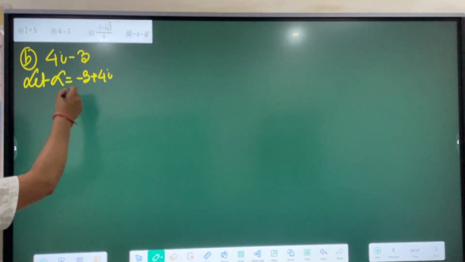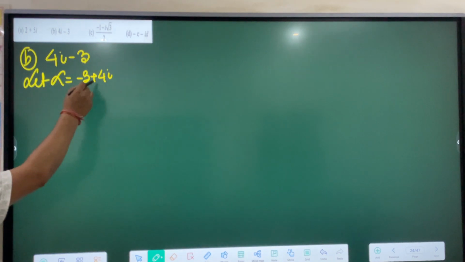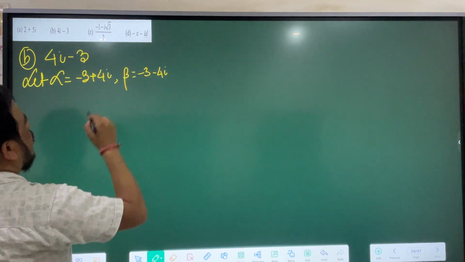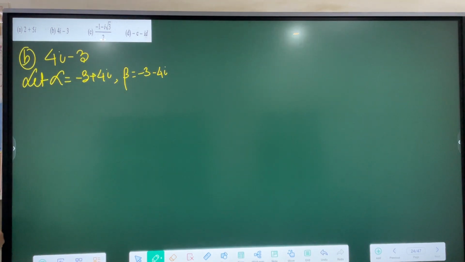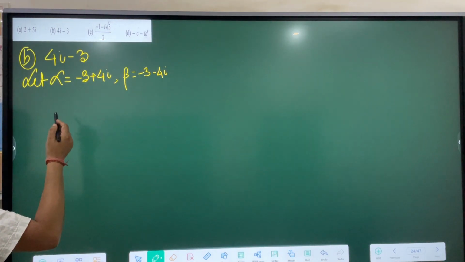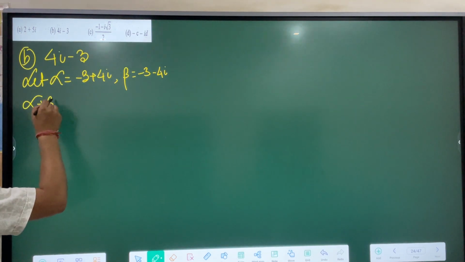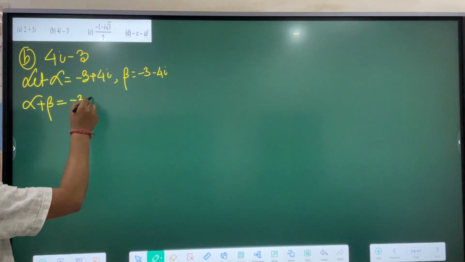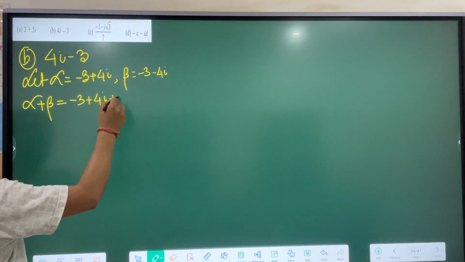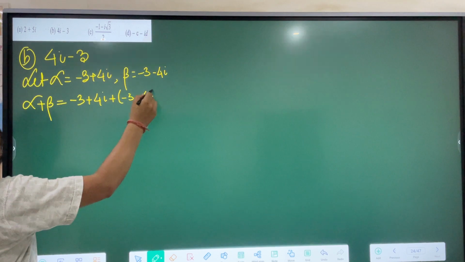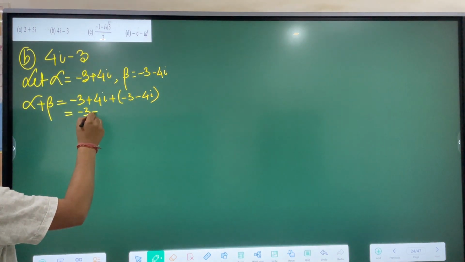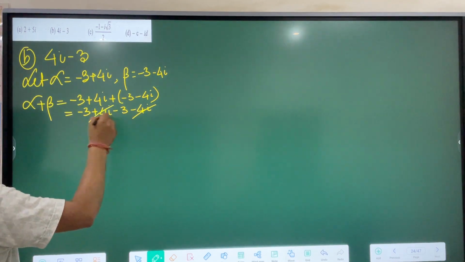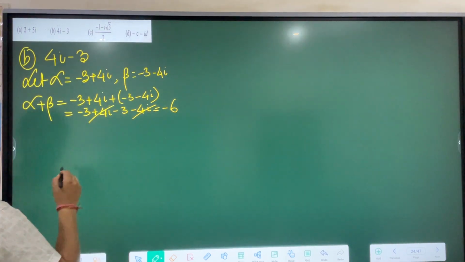So we will find out, if we have taken alpha equals to minus 3 plus 4i, so beta equals to minus 3 minus 4i. Very simple. In order to get that equation, first of all we must know alpha plus beta, secondly alpha into beta. Minus 3 plus 4i plus minus 3 minus 4i: minus 4i plus 4i cancel, minus 6.